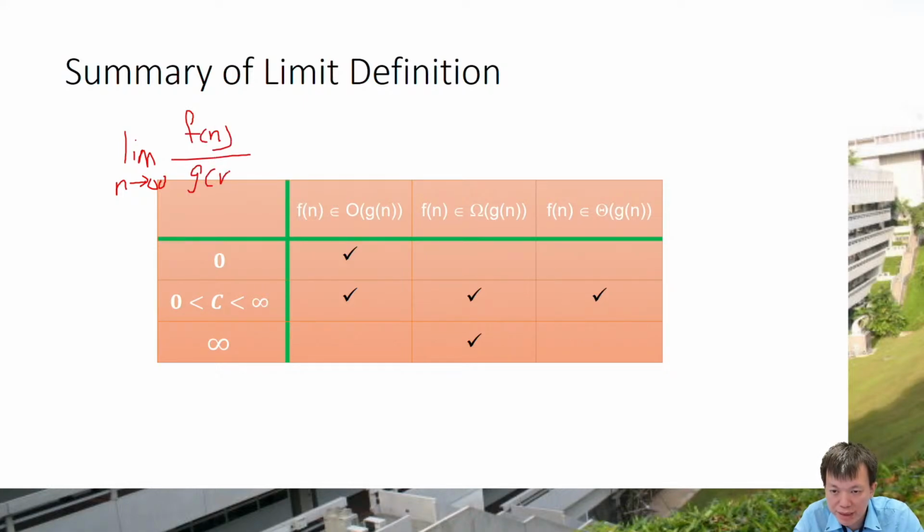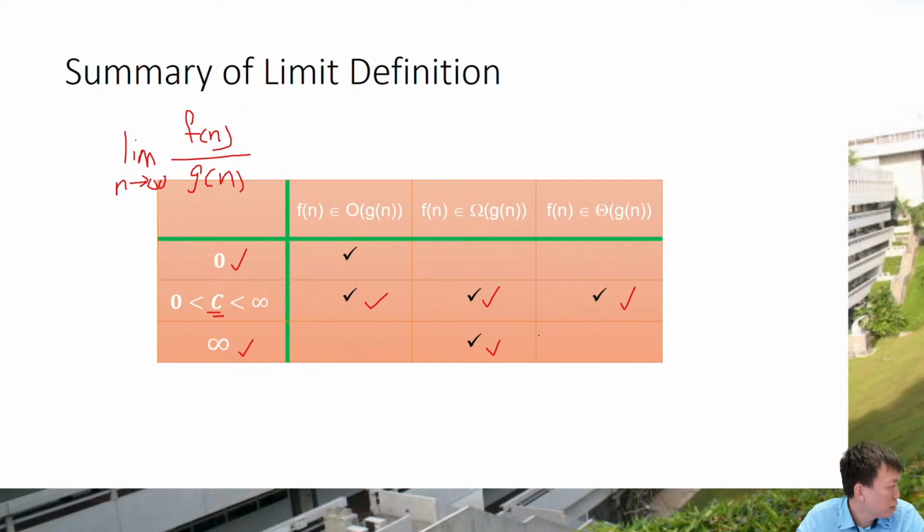If this limit is equal to 0, it implies that Fn is in O(Gn). If this limit gives you a constant, it implies that it's a tight bound. Tight bound means that it's big Theta Gn. Once it is big Theta Gn, that also means it is big Omega Gn and big O Gn. Definitely it is bounded both above and below. Then if the limit gives you infinity, then Fn is in big Omega Gn.